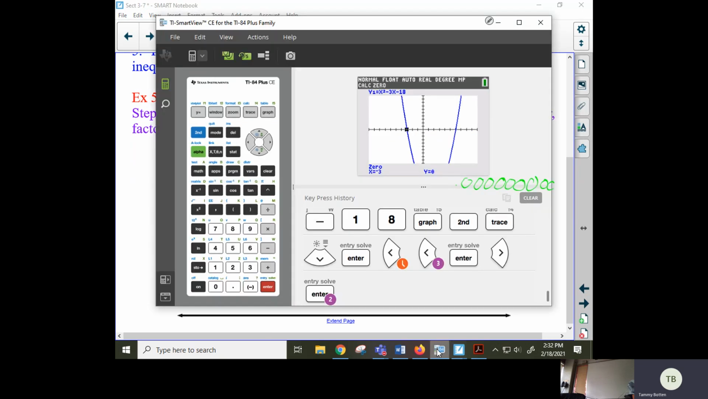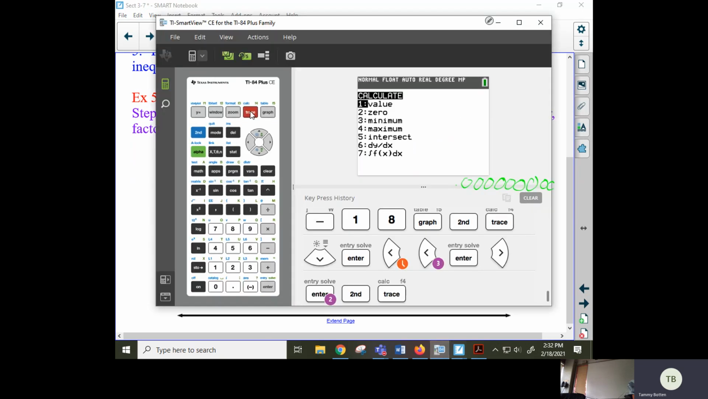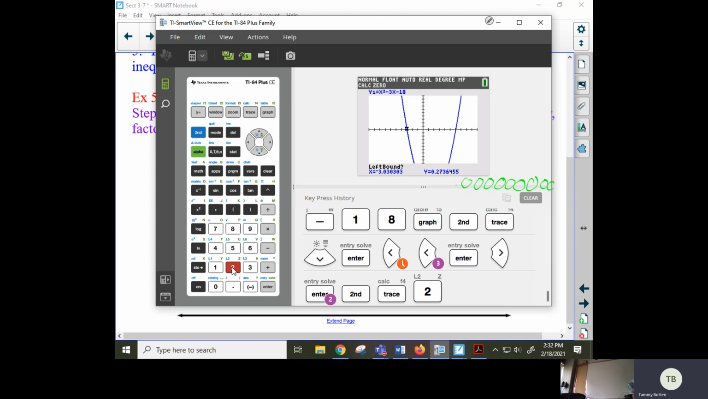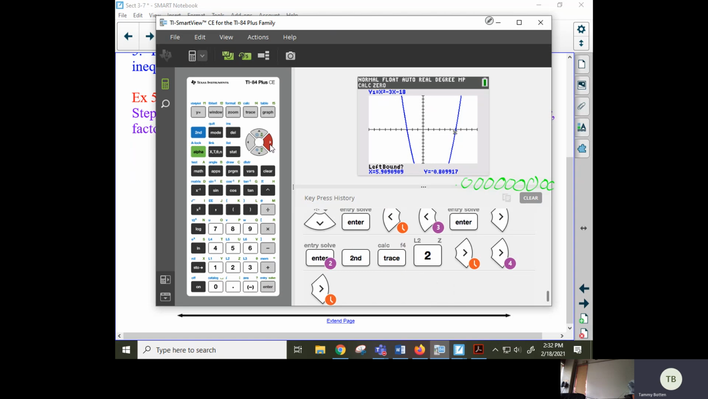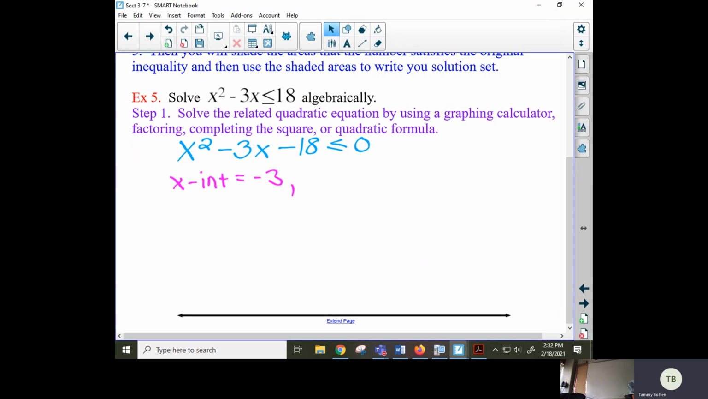And if I go back here, I'm gonna go second trace again, down to the zero. I'm gonna move this. Whoops. Just make sure it's to the left of that second zero, hit enter. Make sure it's to the right of the second zero, hit enter again, and that one is at 6, 0. So my x-intercepts are at -3 and 6.